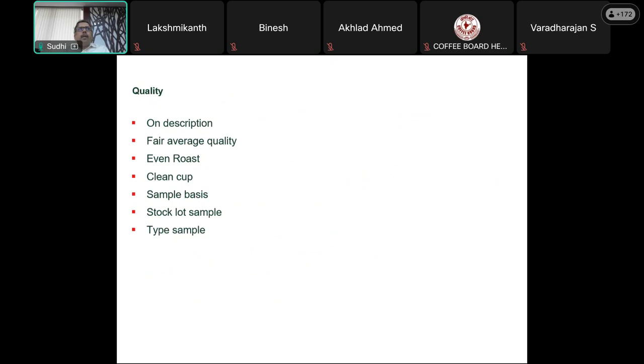Then comes quality on export basis. We call it quality and description. So we say that this is the Indian coffee with a screen size and so many defects. Okay, so that is what we call the coffee description. Coffee can be sold on fair average quality, it can be sold as a coffee that has to have an even roast, and it can be sold on clean cup.